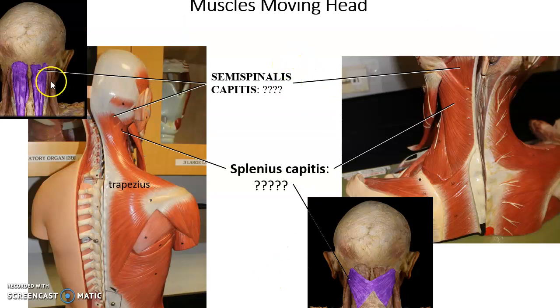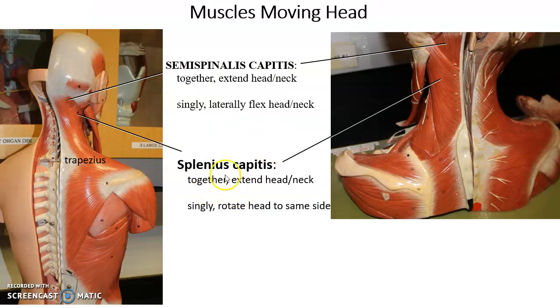All right, we have these two lovely muscles. We have splenius capitis going from the vertebra up to the temporal bone. We have semispinalis capitis going from the vertebra up to the occipital bone. Splenius capitis here and here will, when acting together, extend the head and neck, so pull the head back so you can look up. Singly, if it's just one, it can help rotate the head to the same side. So this one's on this side, so it would turn the head in this direction.